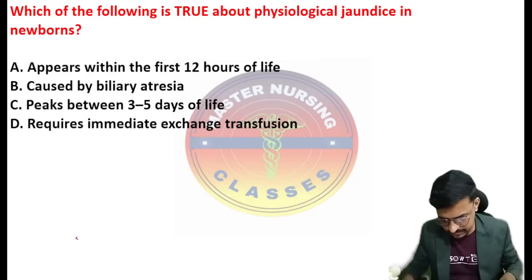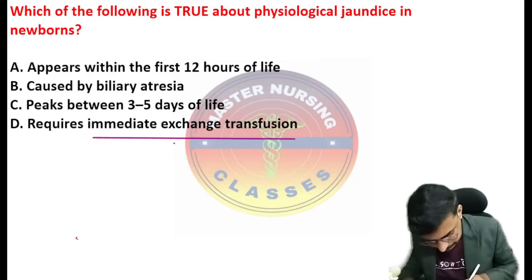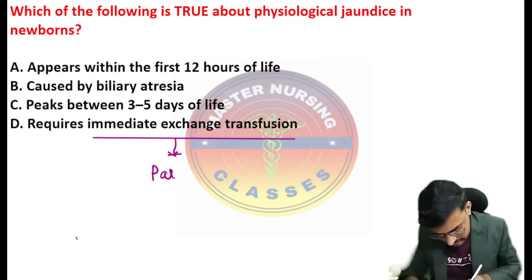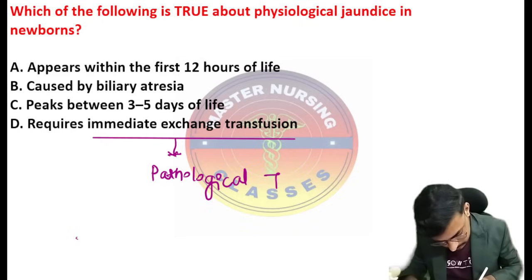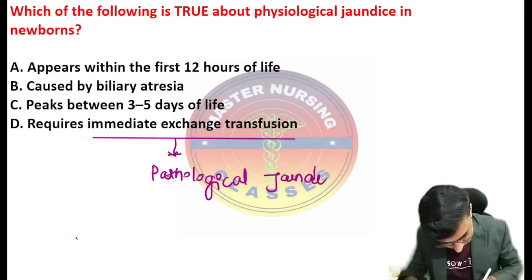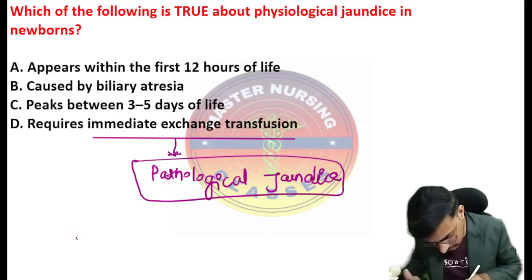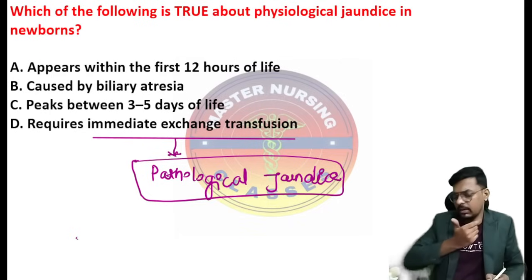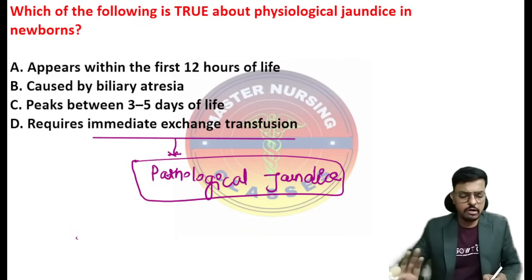Exchange blood transfusion, or EBT, we will give in a very important situation, that is pathological jaundice. First we give phototherapy, and if that is not enough, we go for the very important exchange blood transfusion, where the entire body blood is removed and replaced with new blood. That is done in pathological jaundice, not in physiological jaundice.